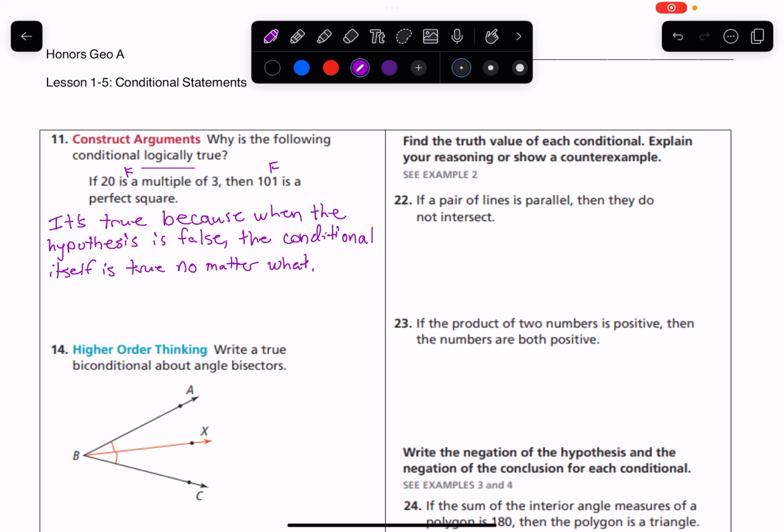Right? So if the hypothesis is false and the conclusion is true, then that conditional is true. If the hypothesis is false and the conclusion is false, then that conditional is logically true. The only time that a conditional can be logically false is if the hypothesis is true and the conclusion is false, and that is not the case in number 11.